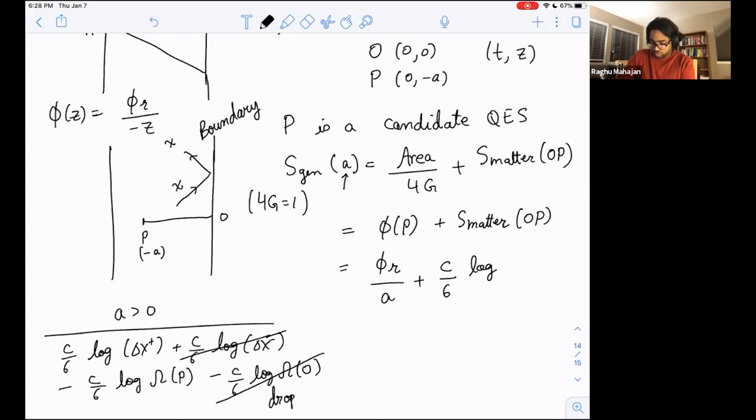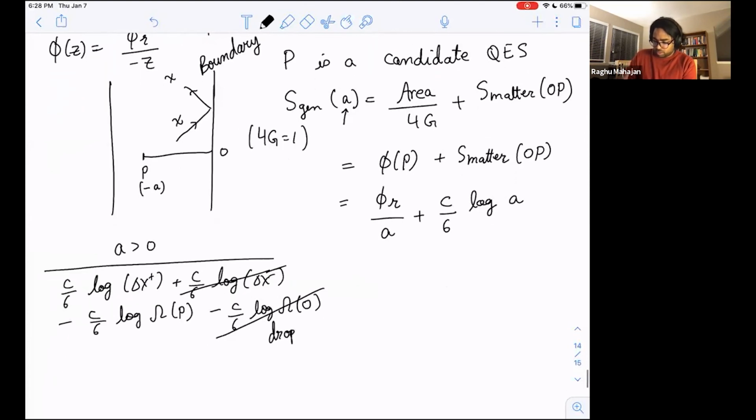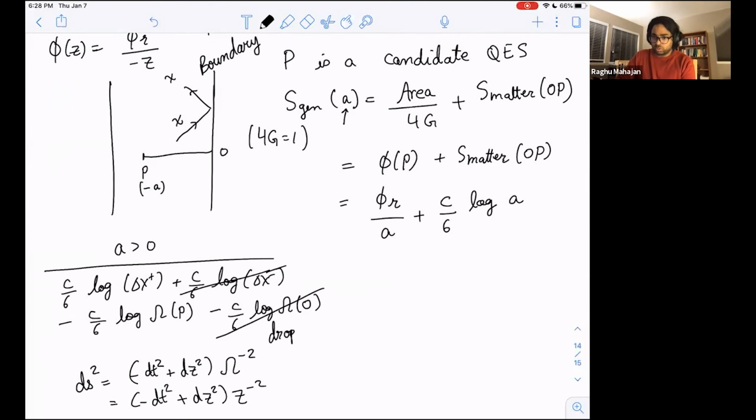Right? So delta x plus is just A here. Or in x plus, x minus coordinates, we would just have A here, right? What's omega? Remember, the metric was ds squared equals minus dt squared plus dz squared, times omega to the -2. This was the definition. And we have the metric of AdS2, which is dt squared plus dz squared, times z to the -2. So omega is equal to z.